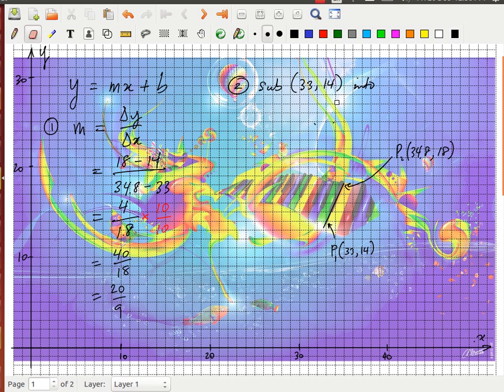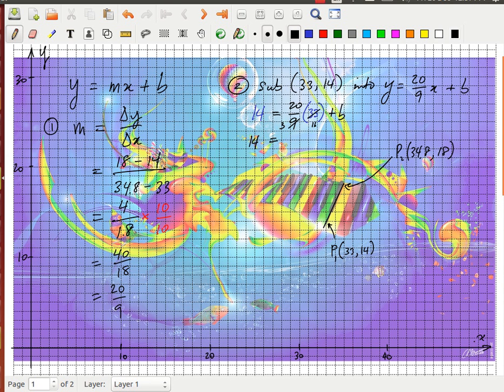So let's erase that now, and let's do a better job of the equation. So now the equation is going to be denoted as 20 over 9 times x plus b. When I sub in my values, I end up with 14 equals 20 divided by 9 multiplied by the x value, which is 33, plus b. So I end up with 14 equals 20 over 9 times 33. 3 goes into 33 11 times, 3 goes into 9 3 times.